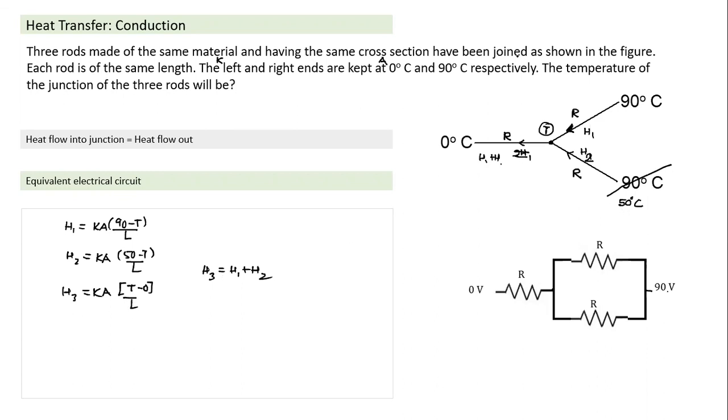Right. So this is what we have done so far, and I'll stop here for a small break, a 10 minute break. And again, we continue with conduction after the break.